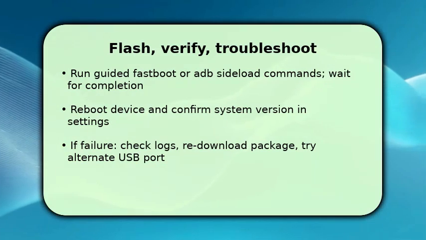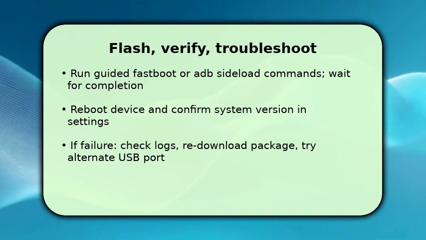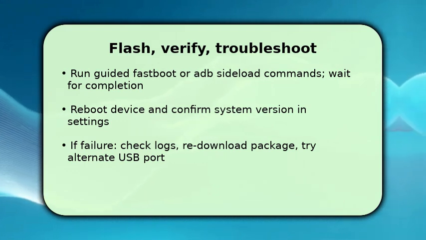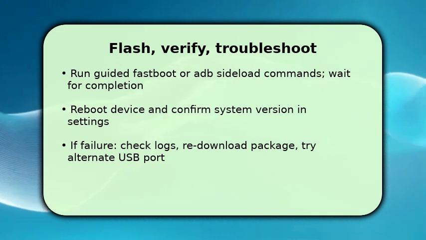You execute the flashing sequence. Use fastboot flash commands for factory images or ADB sideload for OTA packages, following the exact order the image instructions specify. Do not interrupt the process. Once completed, reboot the phone and verify the new system version in settings.